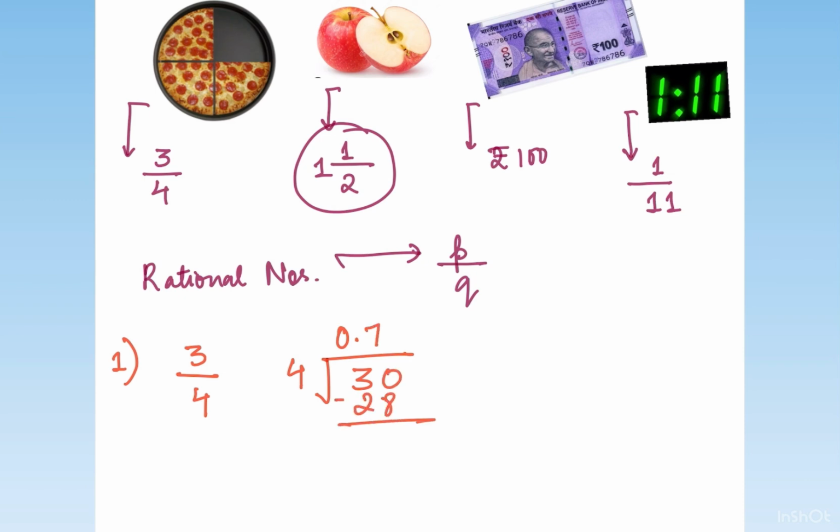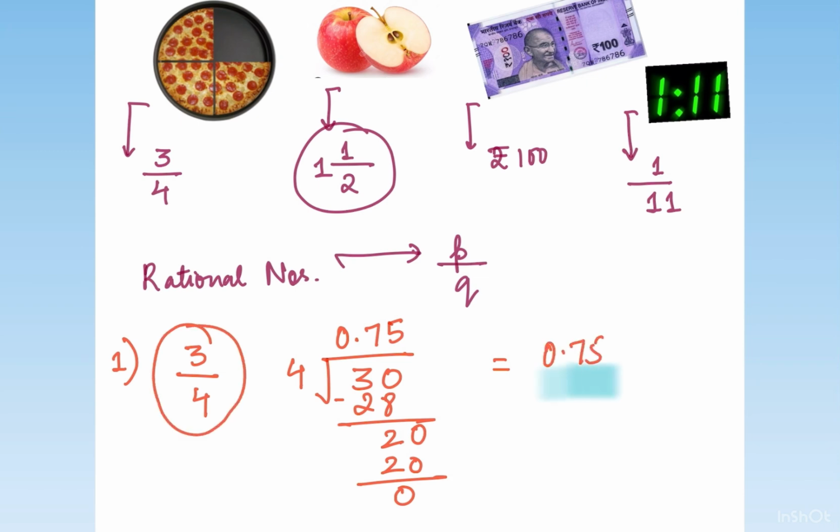I subtract 30 and 28, I get 2. Again, because of the decimal, I can put another 0. And then 4 times 5 gives me 20 and goes in completely. What I do have is the decimal expansion of the rational number 3/4, which is 0.75. Now let's take a moment to look at 0.75 and what sort of a decimal expansion that is. What we do see is that this is a terminating decimal expansion. That means that it is fixed, it terminates, it is finite.